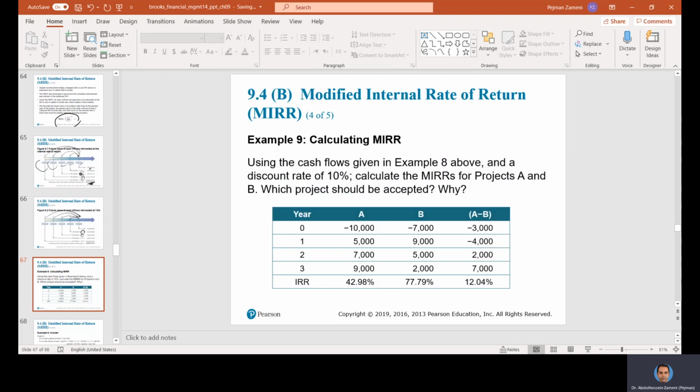Okay, example, calculating the MIRR. Using the cash flows given in example 8 above and a discount rate of 10%, calculate the MIRRs for project A and B. Which project should be accepted? Okay, nothing new. This is it, and also the crossover rate is this much.